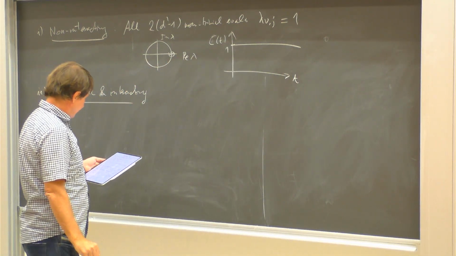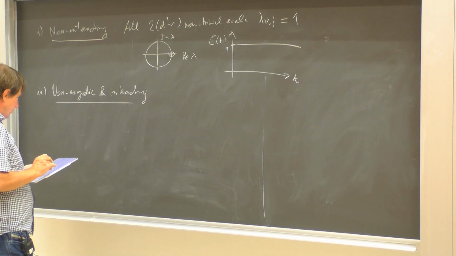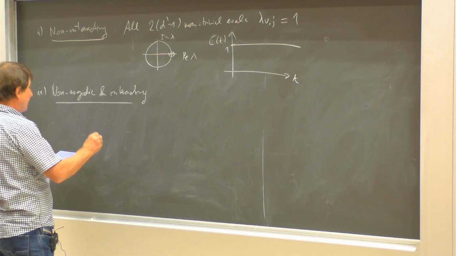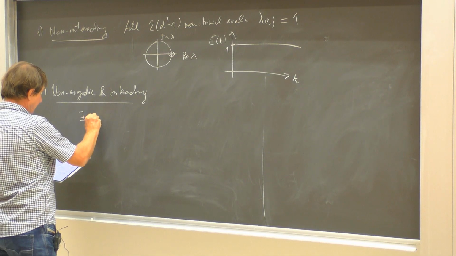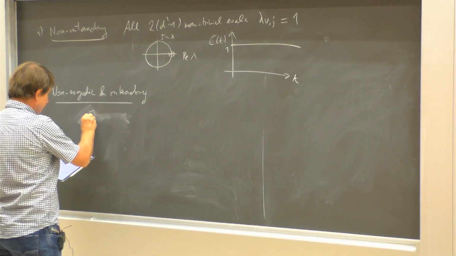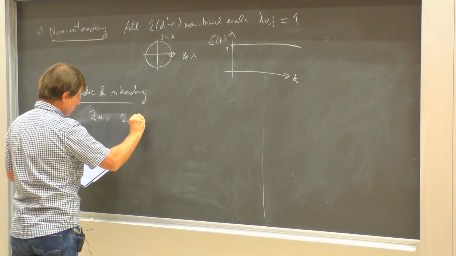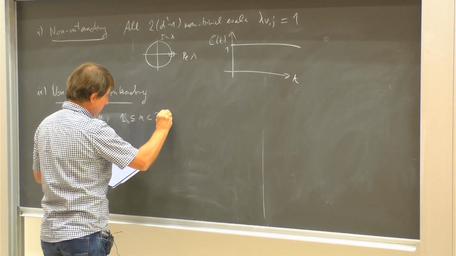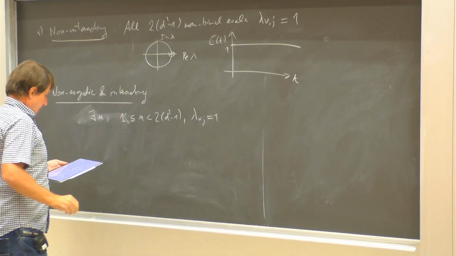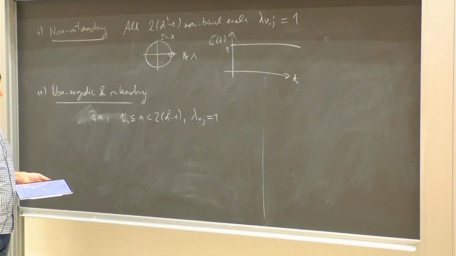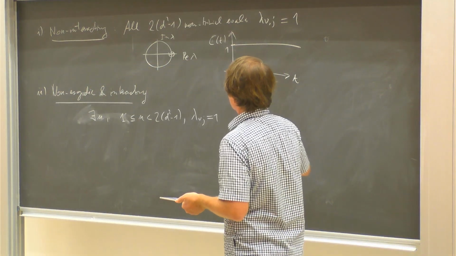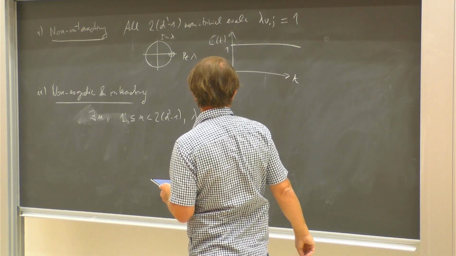Now the second case, which I call non-ergodic and interacting, means that there are still a few eigenvalues which are equal to 1. So there exists n, larger or equal to 1 and strictly smaller than 2 times d squared minus 1, such that lambda_j is equal to 1. But the rest of the eigenvalues can be elsewhere on the unit circle or inside the unit circle.